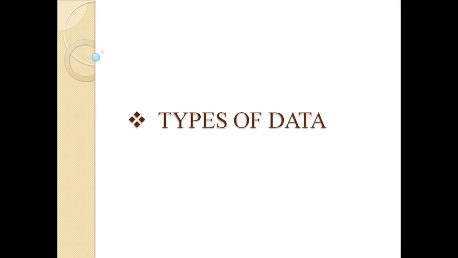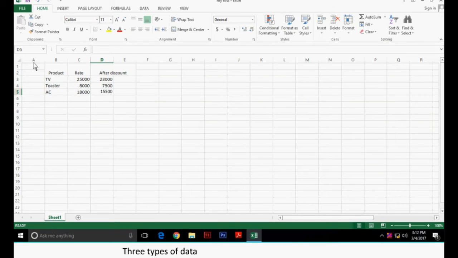Types of data. 3 types of data can be entered in an Excel worksheet. Text. Text data is a combination of letters and numbers. Text data cannot be used for mathematical calculations. By default, text data is left aligned in a cell.